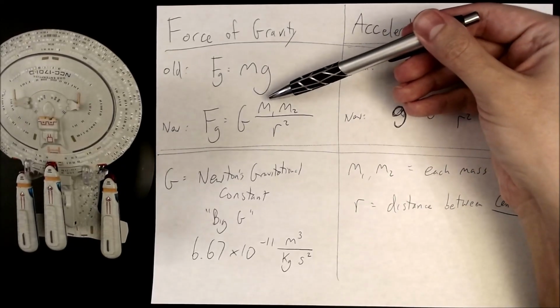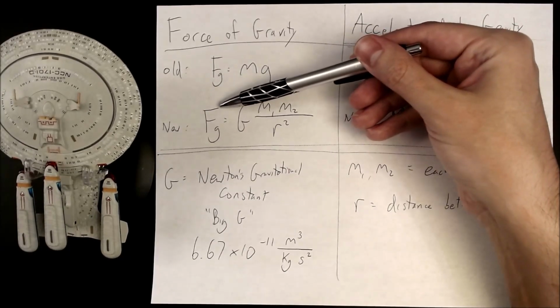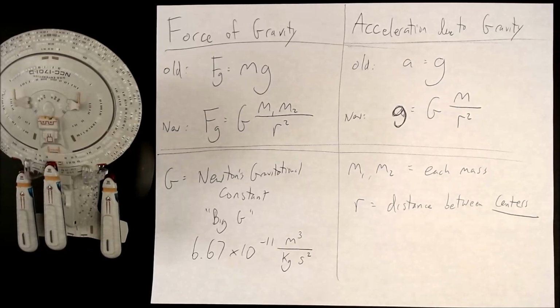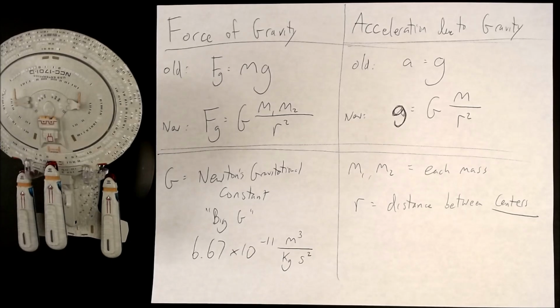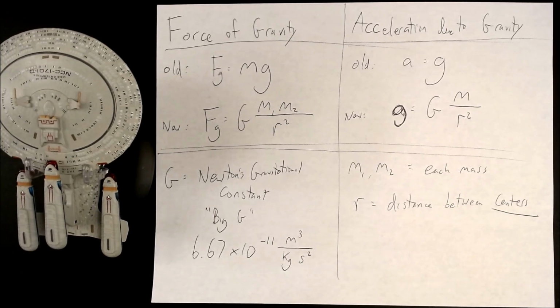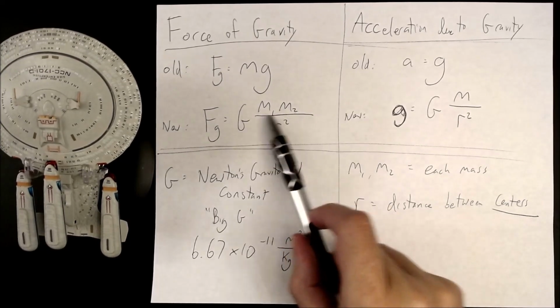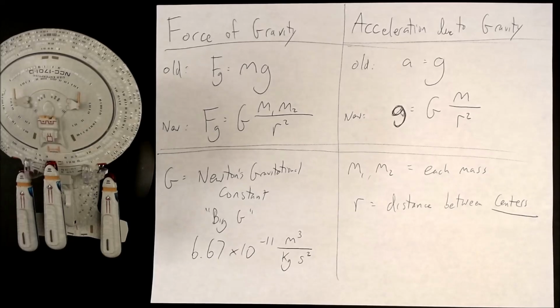So that means that the force of gravity of the Earth on the Moon versus the force of gravity of the Moon on the Earth, think about that. Which one is going to be greater? The force of gravity of the Moon on the Earth or the Earth on the Moon? Well, according to this, it should be the same thing.